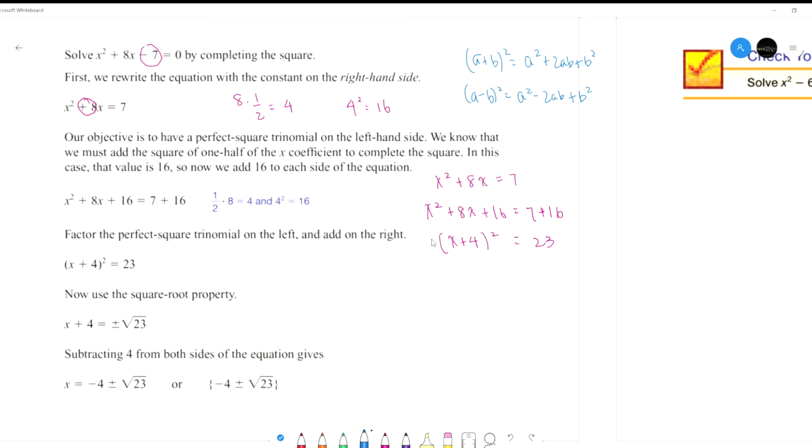Okay, now we square root both sides and get the plus or minus, and we have x plus 4 is equal to plus or minus radical 23, and lastly, you subtract 4. Okay, so I know that seems a bit complicated, but I hope everyone realizes what just happened, right? You take the b and you multiply by half, square that answer, add it to both sides. So this is the 16 that we added to both sides.